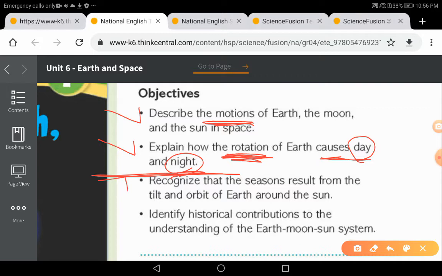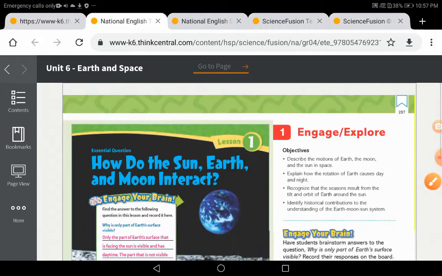We will talk about recognize that seasons result from the tilt and orbit of Earth around the sun. So seasons, they result from 2 things. 1, because Earth is tilted. 2, because Earth orbits around the sun. The 4th objective, identify historical contribution to the understanding of the Earth, Moon, Sun system. Okay, these are the main objectives.